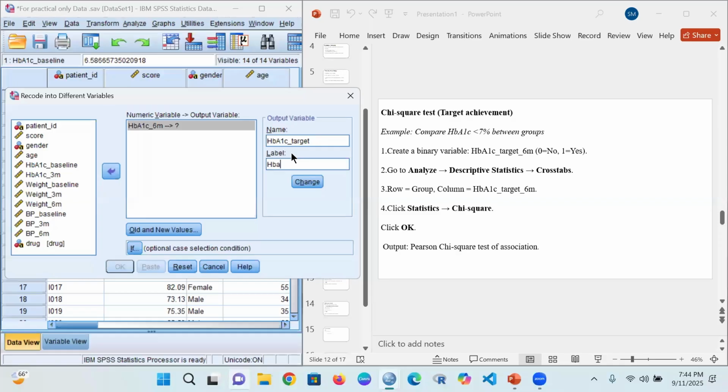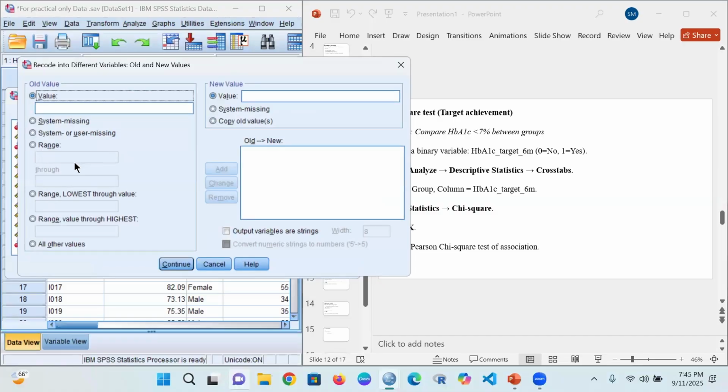So the HbA1c underscore target. Let it target those who are less than 7%. So change, you come to old value. When you come to old value, you come here at the range.